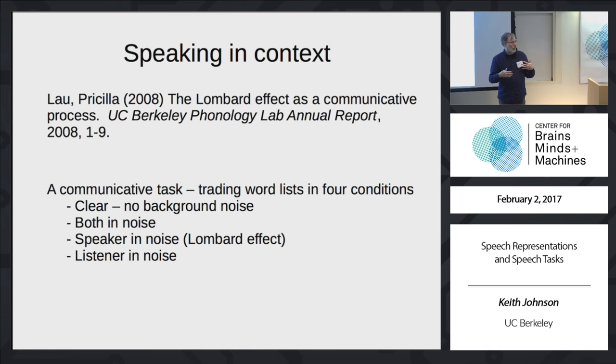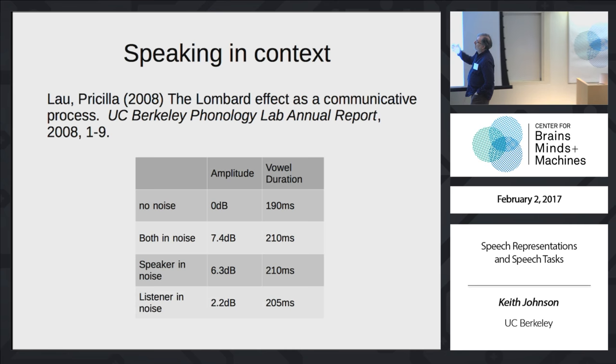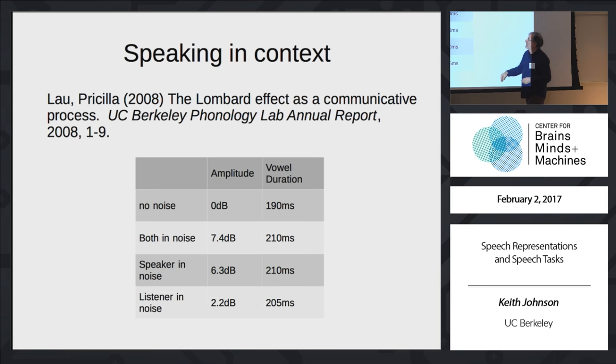The usual Lombard effect is the speaker's in a noisy environment, so they speak up. This is a case where we're testing for the speaker's sympathy with the plight of the listener and whether they would respond in a way that corresponds to a Lombard type of effect, even though they're not in noise themselves. And the consequences of this were measured in amplitude, vowel duration, and the acoustic vowel space. So these are the amplitude measurements.